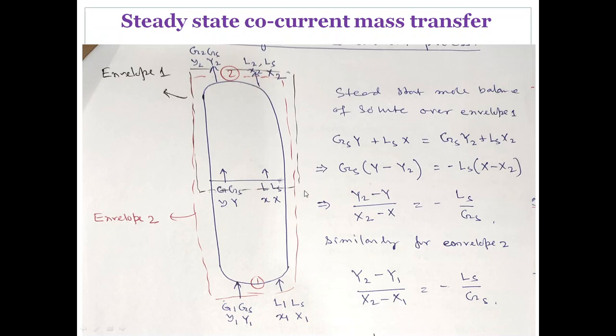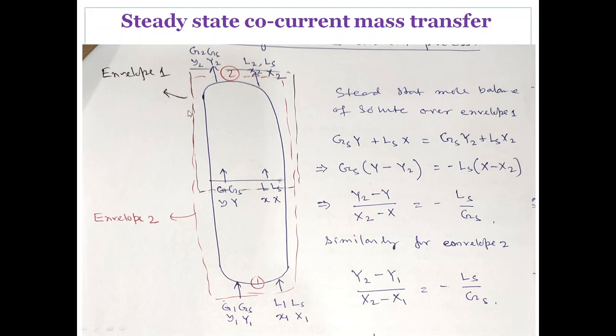So we have taken two envelopes. One is envelope 1, which is the extreme, and in between, at any point, we have G_S, Y, L_S, and X. So the nomenclature is the same as in the cocurrent case.